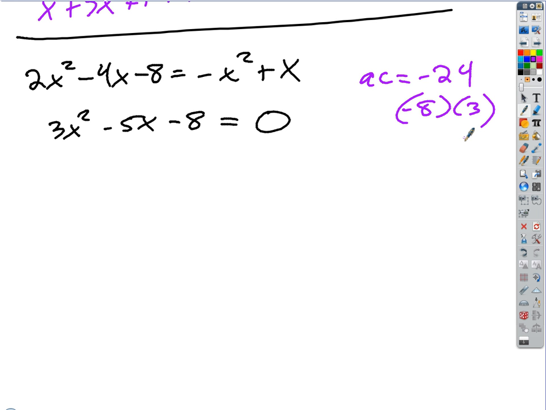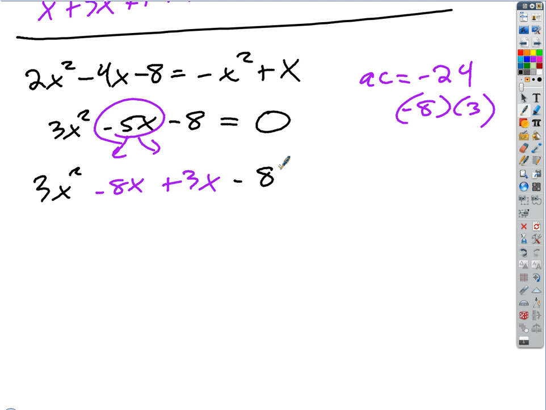3x squared minus... Good, we're going to split our b up into negative 8x plus 3x, right? And then we end up with four terms instead of three. And so we're able to group those like so. Okay, when we look at factoring polynomials with four terms that are bigger than square, say cubic polynomials, for example, this is the strategy we're going to try. It's the same thing, factoring by grouping. It won't always work, but it might.